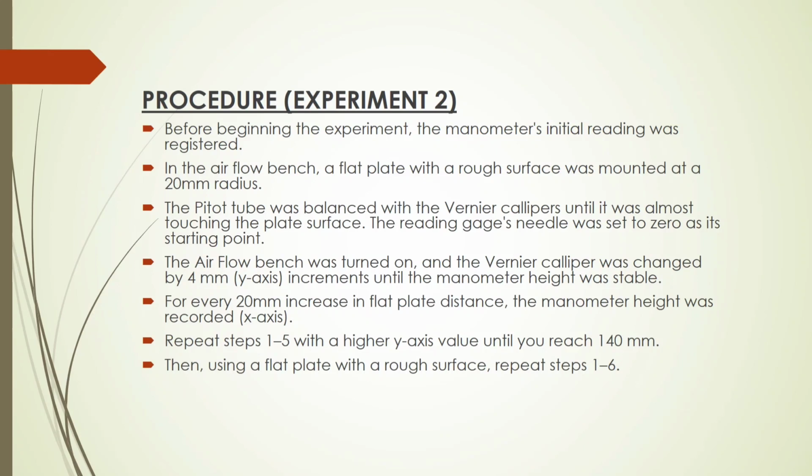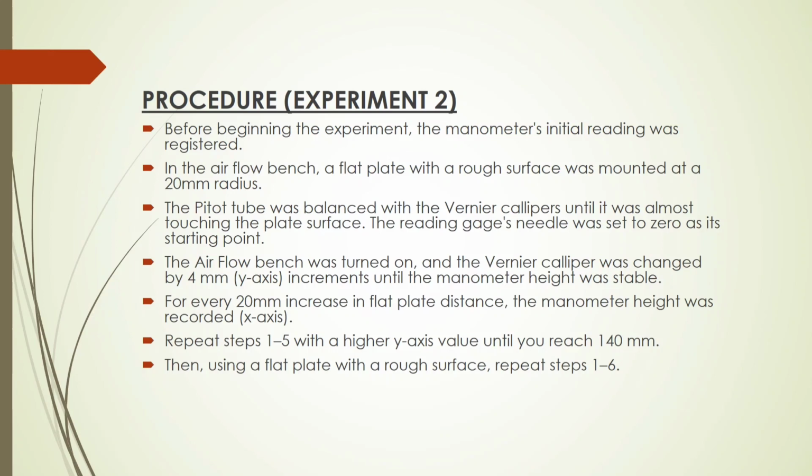Next is the procedure for experiment 2. Before beginning the experiment, the manometer's initial reading was registered. Then in the airflow bench, a flat plate with a smooth surface was mounted at the 20 mm radius. Then the pitot tube was balanced with a vernier caliper until it was almost touching the plate surface. Then the gauge needle reading was set to 0 as the starting point.